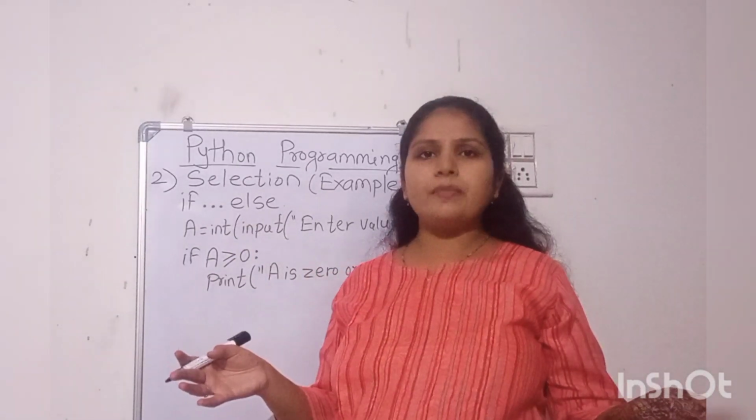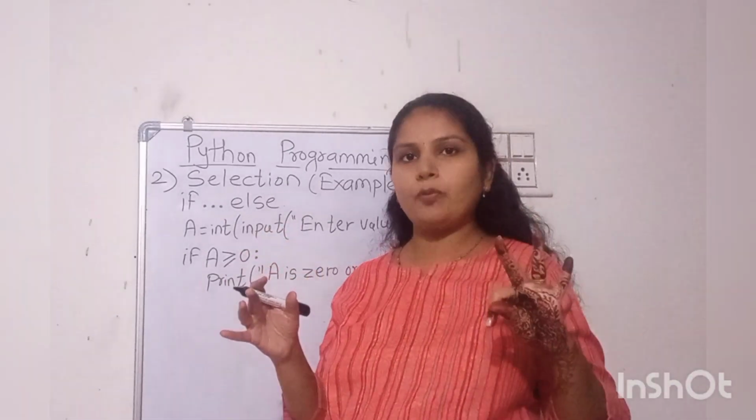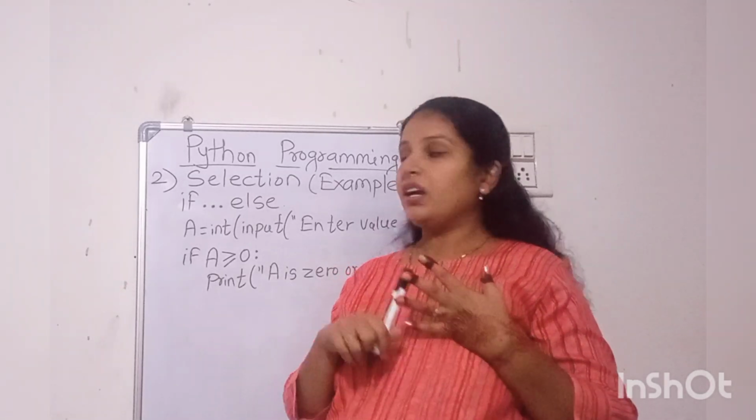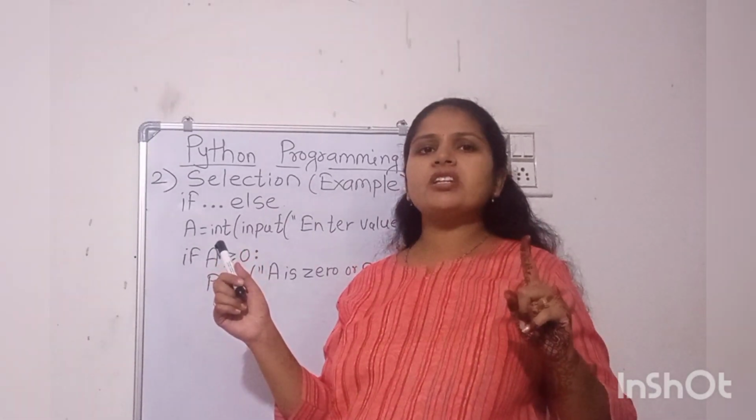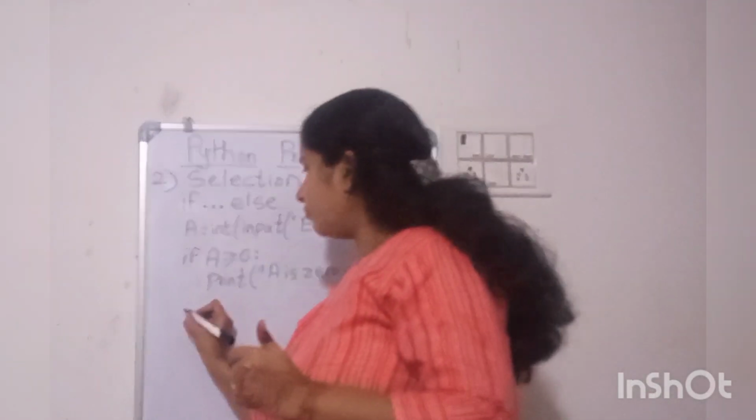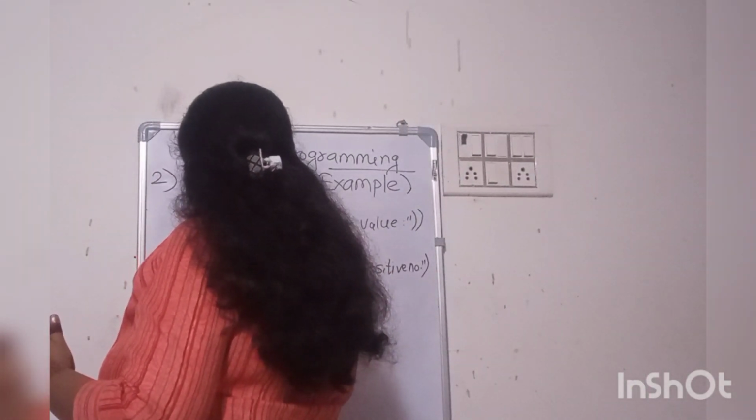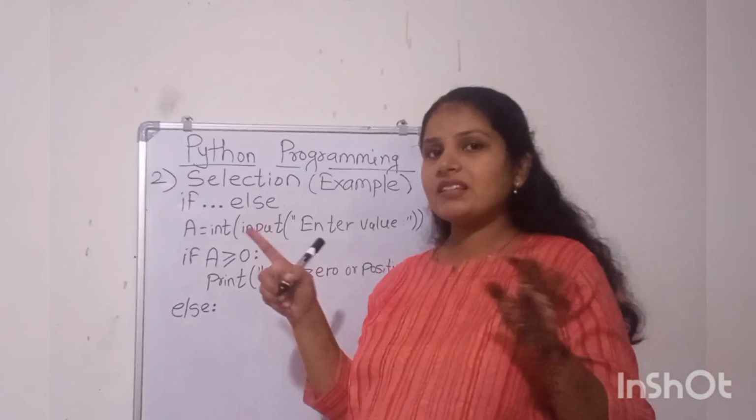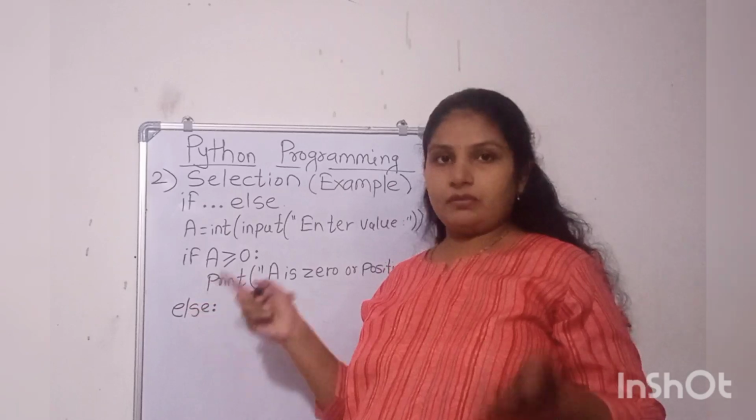Else, now which condition remains? For any number, there are only three possibilities: either that number is 0, positive, or negative. If I am checking both 0 and positive here, only one condition is remaining, that is negative. So that will be in the else part. In the line of if, else, again I am not placing a condition here like A is less than 0, because that is the default condition, the only one that remains.